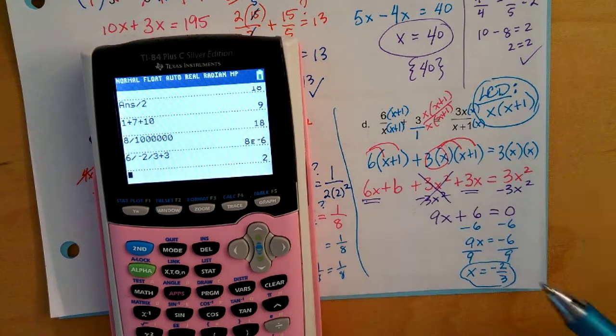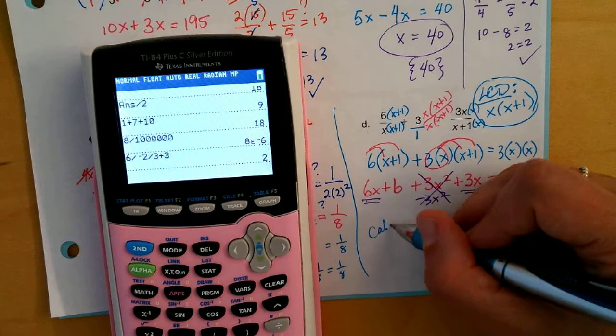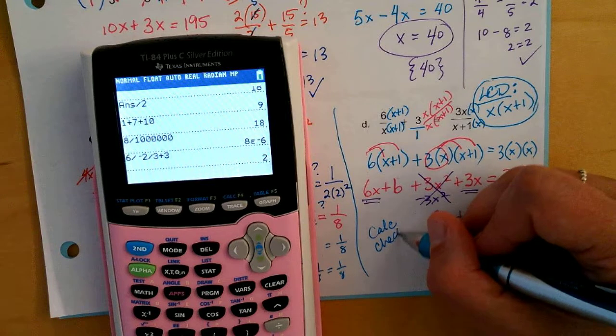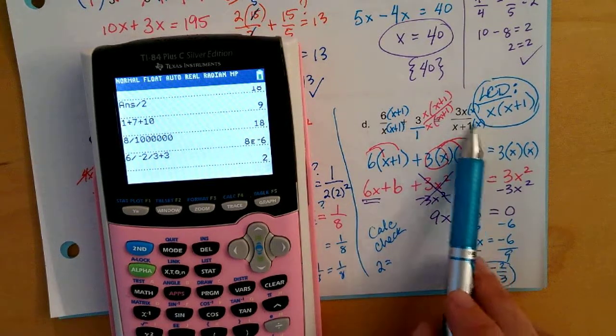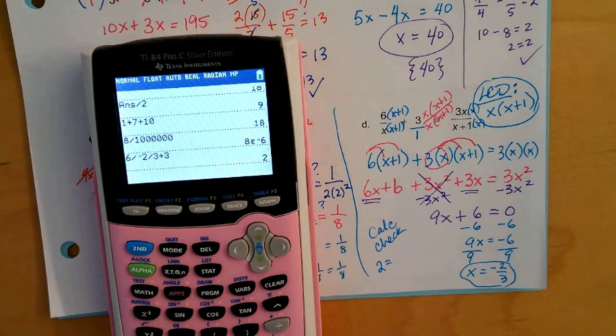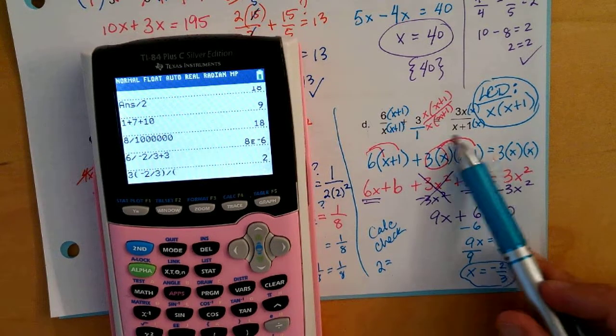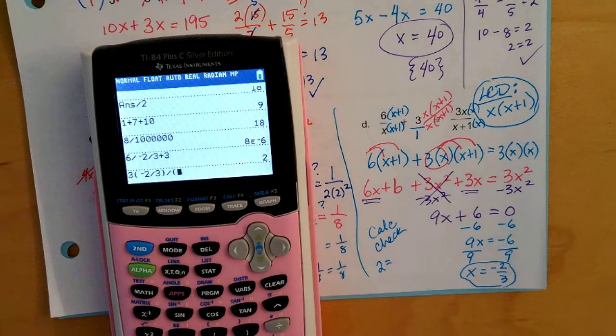Okay, and when you do a calculator check, show me that you're doing a calculator check. Okay, you could plug it in, or you could just write 2 equals. Now we want to see if on the other side I get 2. So I have 3 times negative 2/3 divided by, don't you think I'm going to need parentheses for the whole denominator? Yes, I will. Negative 2 divided by 3 is negative 2/3 plus 1. And if I push enter, I better get 2, otherwise I have the wrong answer.